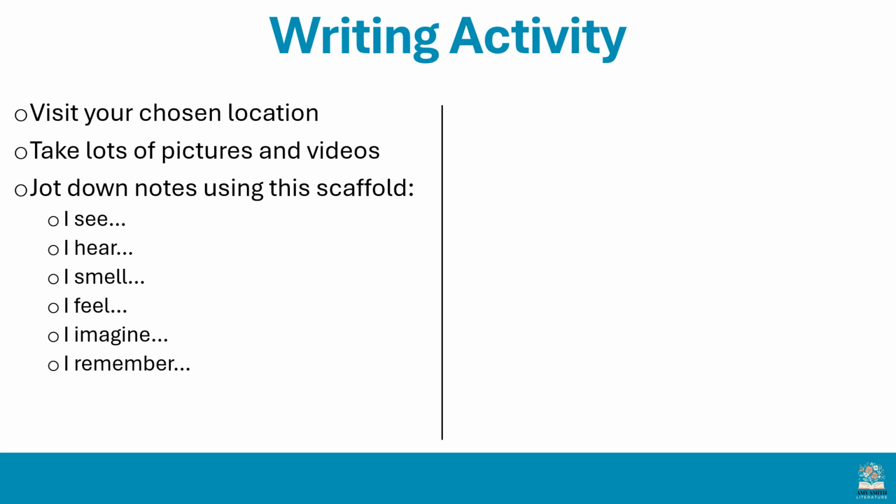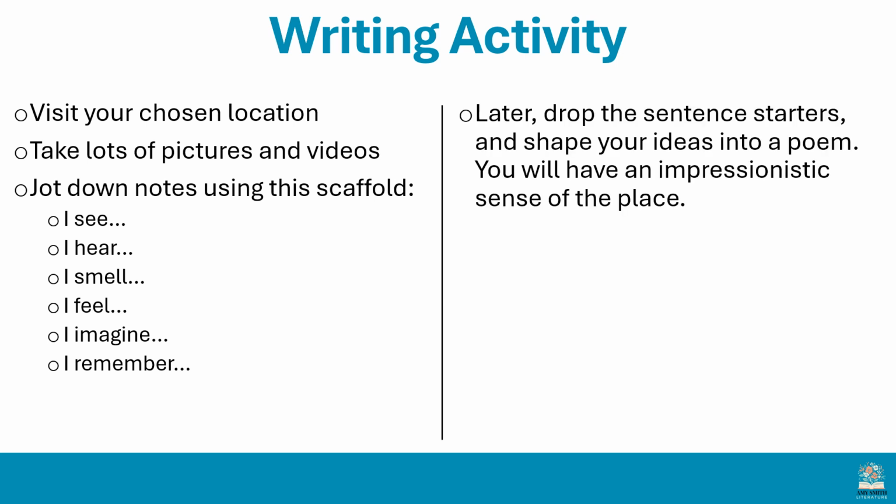And students could write down any number of things. So it doesn't have to be one thing that they see or one thing that they hear. They might have 10 things that they see and one thing that they smell and 5 things that they imagine. That is absolutely fine. So they jot down their notes. They could use the notes app on their phone, or they could use paper, however you want that to work.